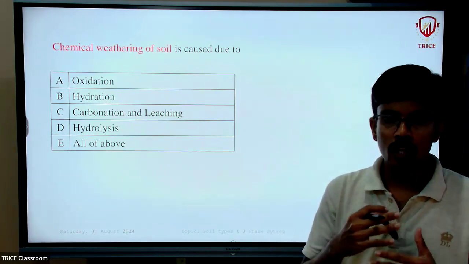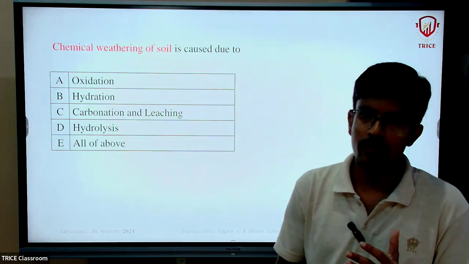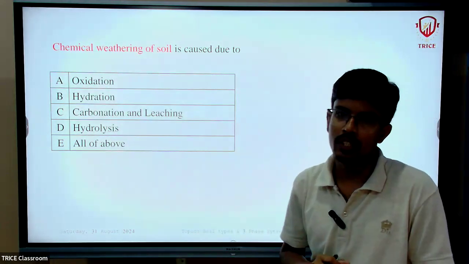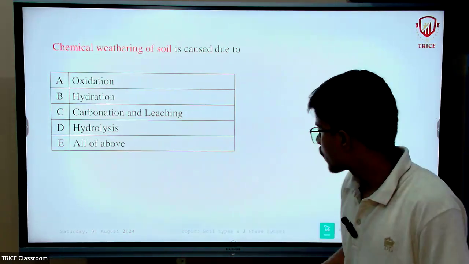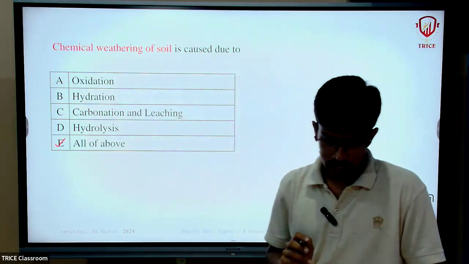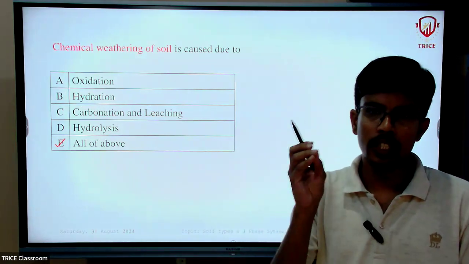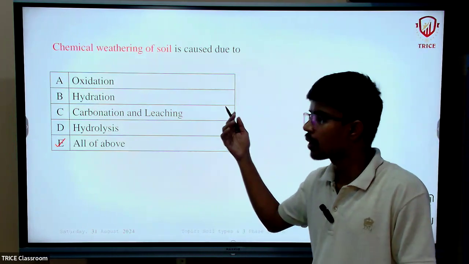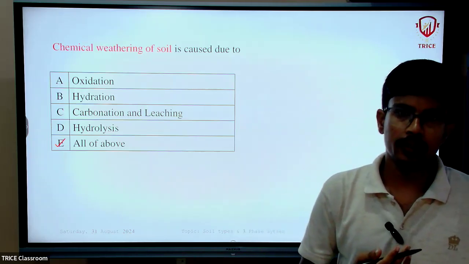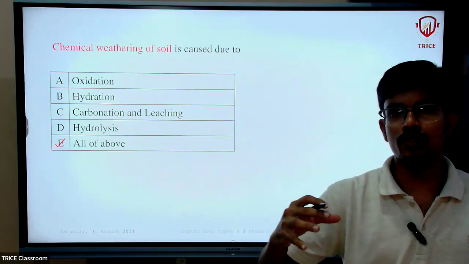So this soil can be formed in all four options: oxidation, carbonation, leaching, and hydration, right? These all come under the chemical weathering of the rock or the soil. Therefore, this option again goes to all of the above. The soil can be formed by both the mechanical as well as the chemical part. Due to the chemical part, we have oxidation, hydration, carbonation, leaching, and hydrolysis. When the soil reacts with oxygen and hydrogen, we have certain processes for the formation of the soil.